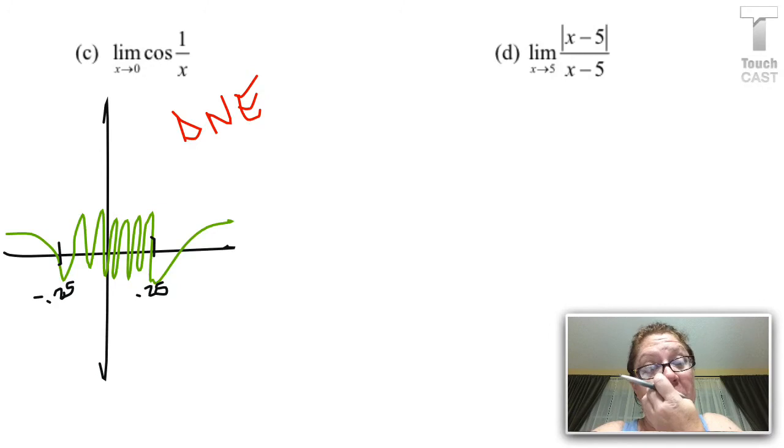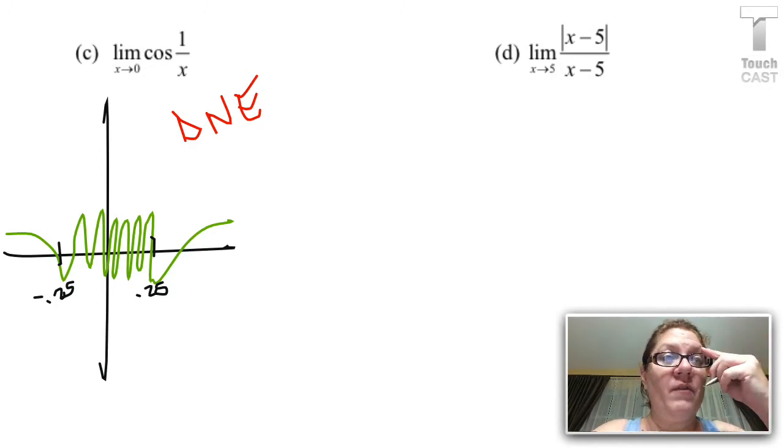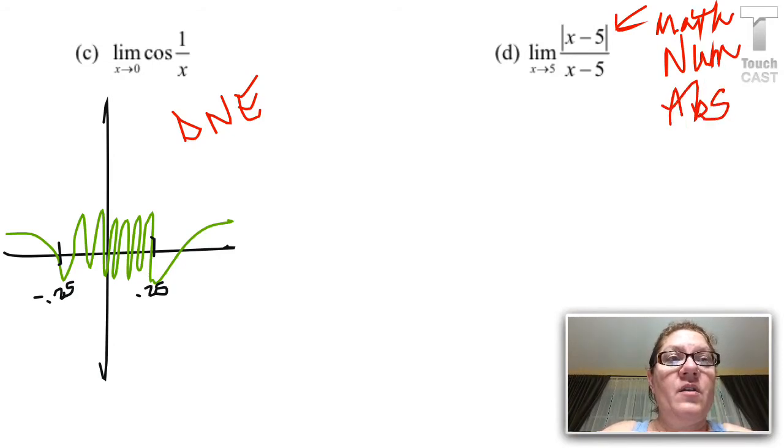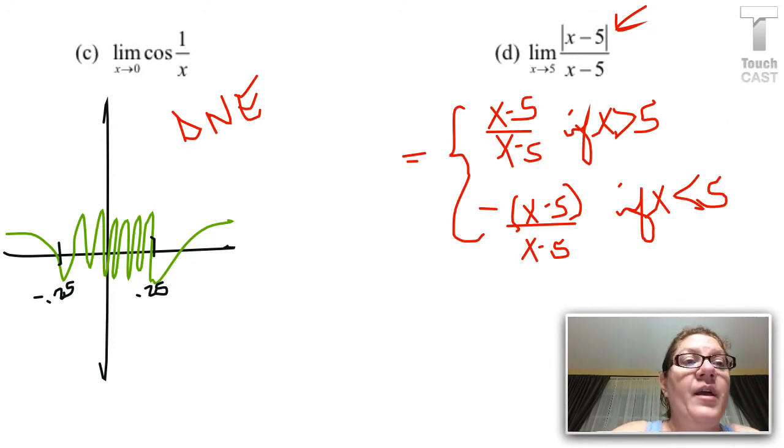Try the next one. See if you can graph it without using the graphing calculator. Of course, if you choose to use a graphing calculator, that's ABS under math number. So you choose math number, and then I think it's the first entry, ABS. But try graphing it, see if you can write out the piecewise function and do it yourself. So of course this is what the piecewise function looks like.